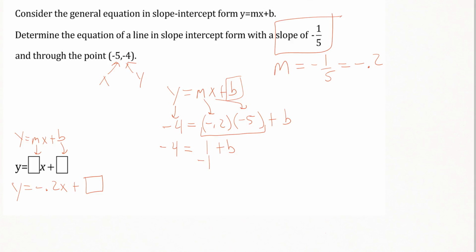So now I just want to subtract 1 and subtract 1. So I end up with -5 equals -1 plus 1 is 0, and then the b is left over. So I have -5 equals b, and that was the last piece of our puzzle.